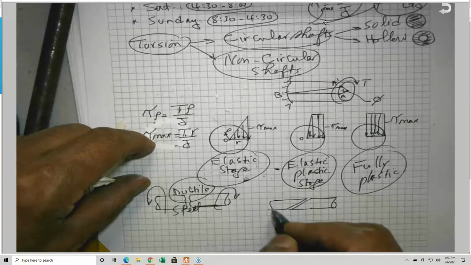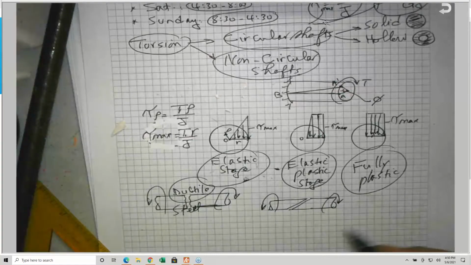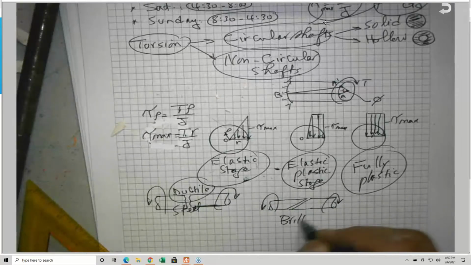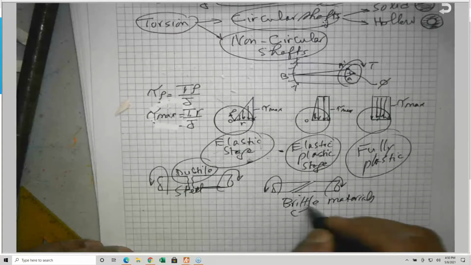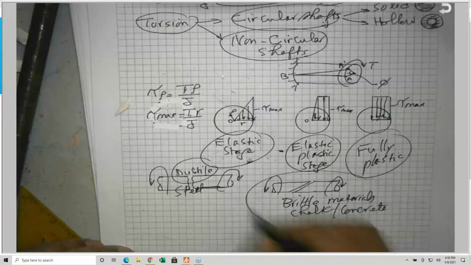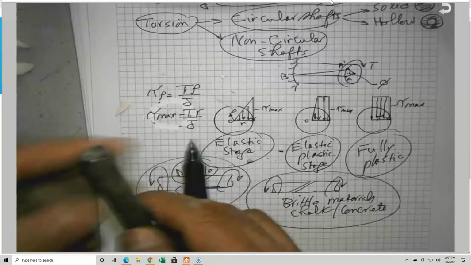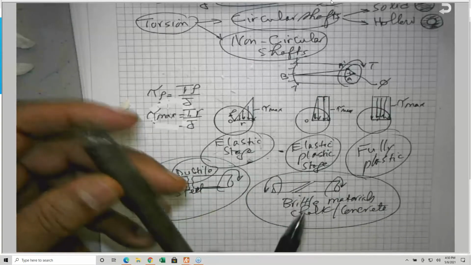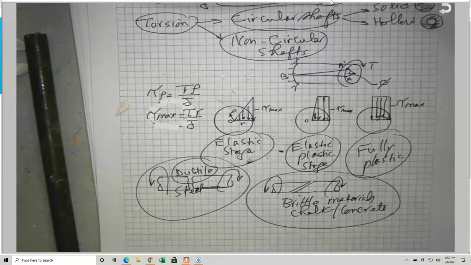We need to know that because sometimes they give you this kind of illustration and ask what type of failure that is. This is for brittle materials, like chalk or concrete, a famous construction material. So the failure mode is different: steel, which is a ductile material, versus a brittle material like a piece of chalk, or cast iron, or concrete.